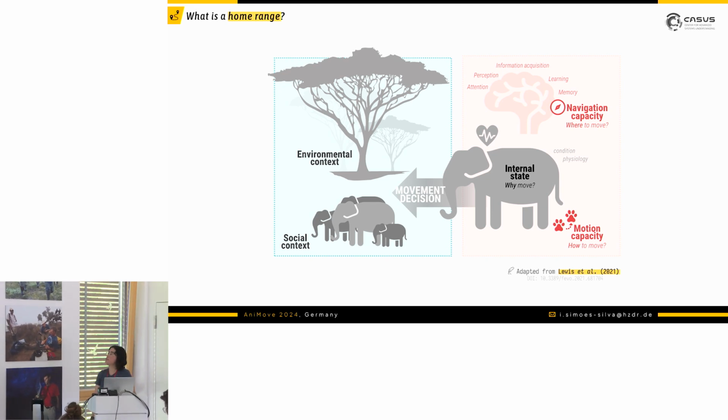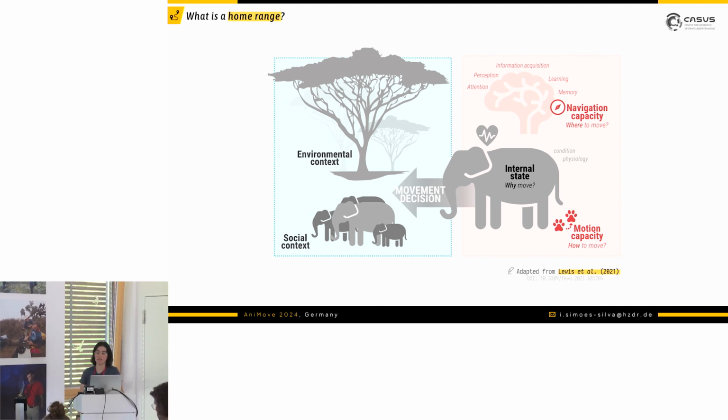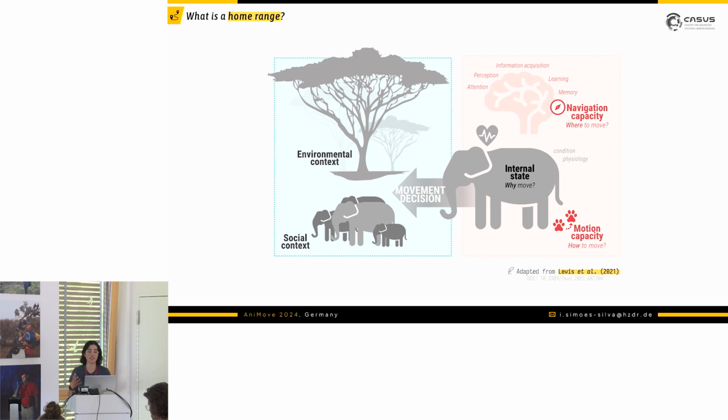It's important to consider that a home range, right, is essentially the outcome of the interplay between various connecting themes, right? We have the interplay between the environment, an animal's understanding of that environment, and also any subsequent movement decisions within that environment, right? So there's always the environmental context, the social context, and then what the animal is able to do, where it is able to move, and how it is able to move there.